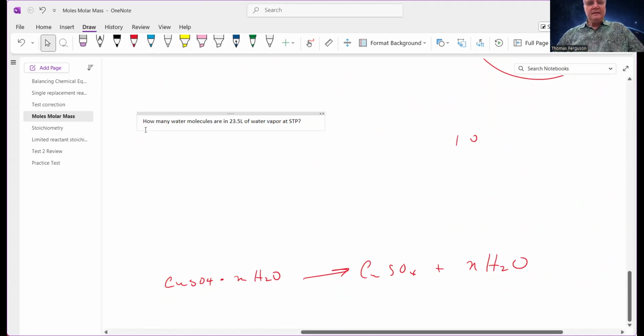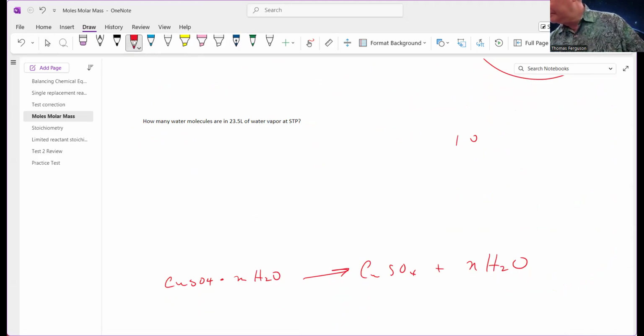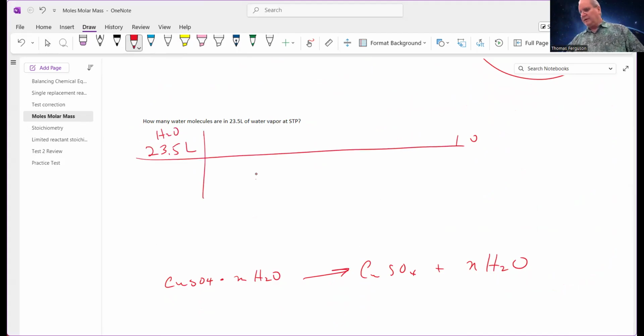Let's do this one here. So we want to go from liters at STP of water to number of molecules. Number of molecules using Avogadro's number.